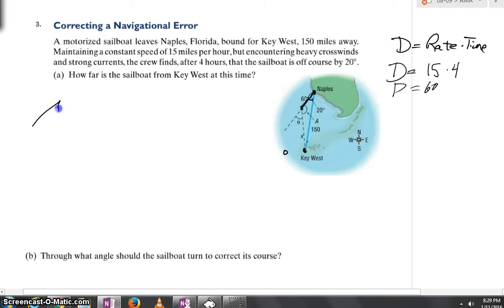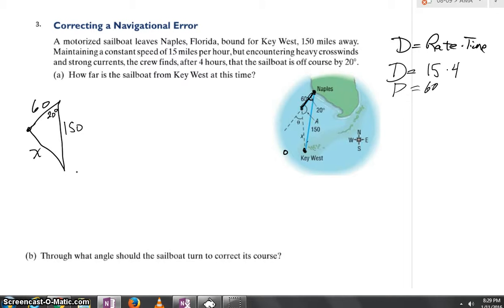You can even jot this off to the side here. 60 miles, here's 20 degrees that they veered off course. Here's 150 miles. X right here would be the distance that the boat is from Key West. And they'd like for you to find how far that distance is. How far is that sailboat to Key West at the time?